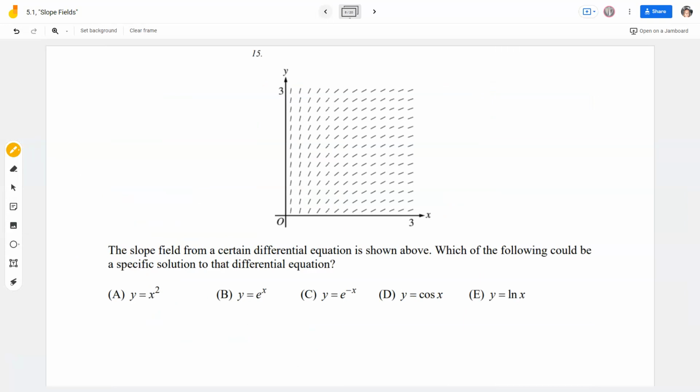I don't know what problem number this is. I'm sorry, is this in your worksheet too? I think it is. Thanks, Benny. It's on the third page, or the third side. Oh, number 15. There it is.